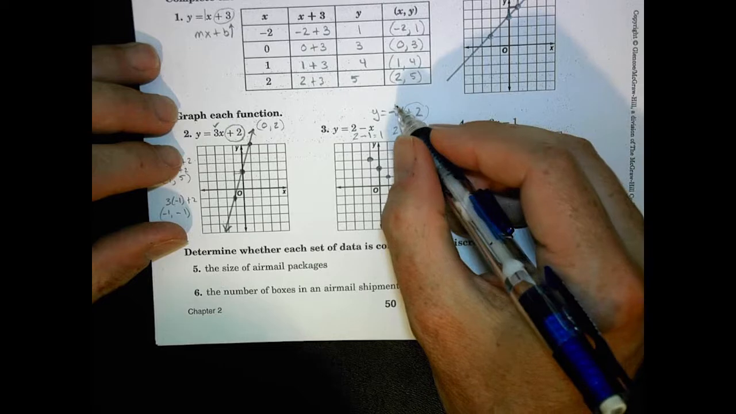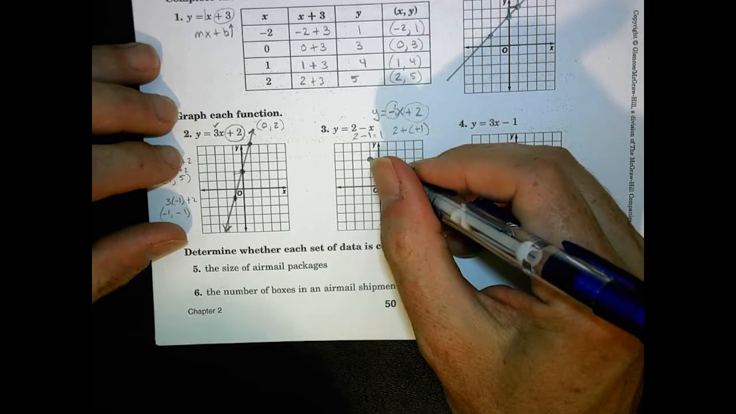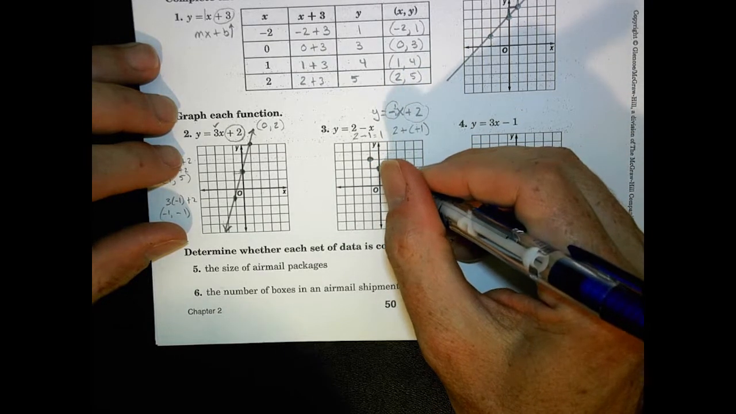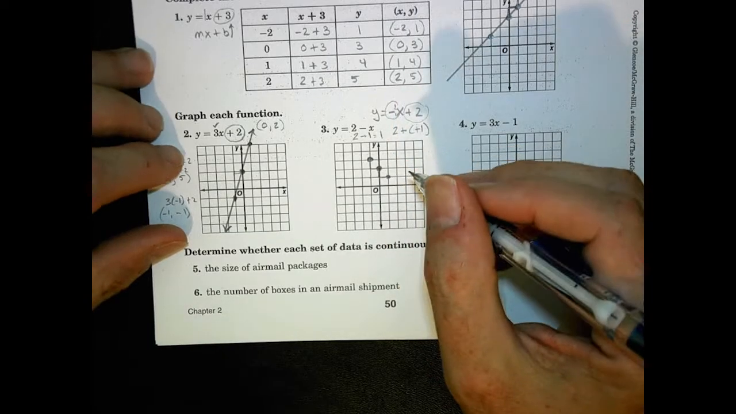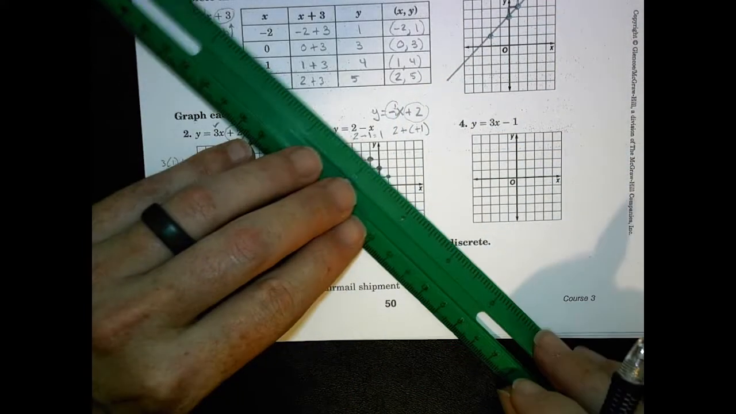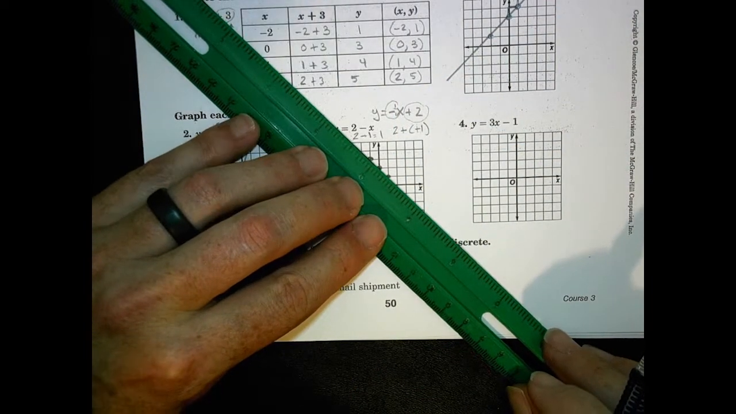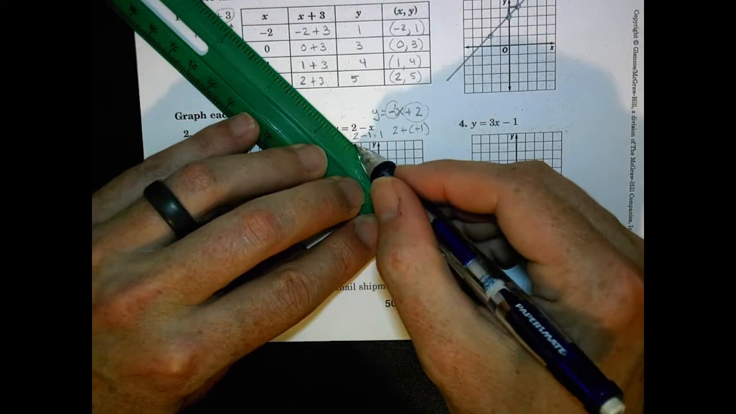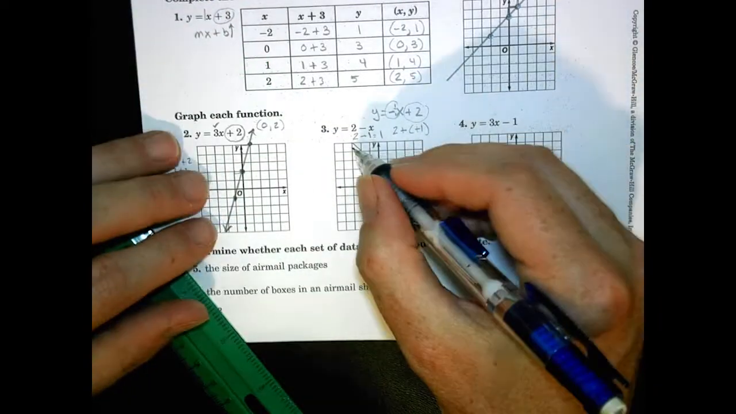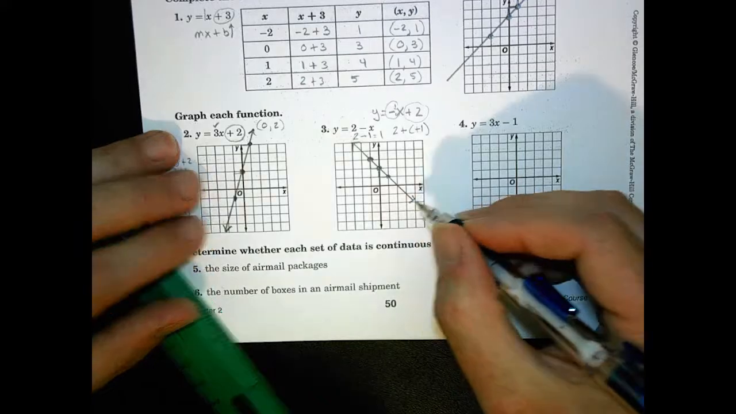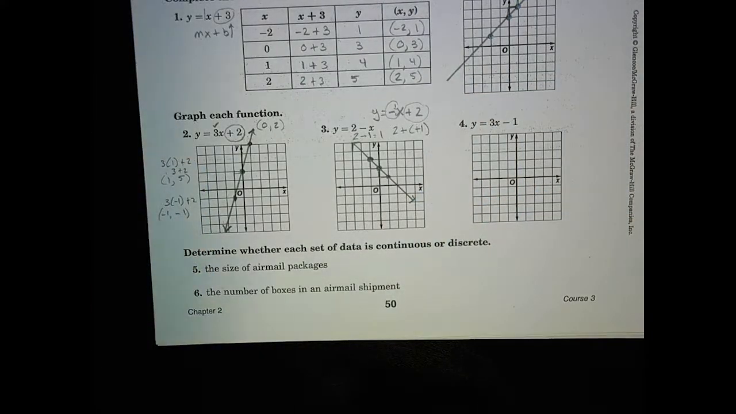We said our slope was -1, so we're going down 1 over 1, down 1 over 1. That all matches, looks great. We play connect the dots, and we are good like so, right? And that becomes my graph just like that. So that's the idea of what we're doing today.